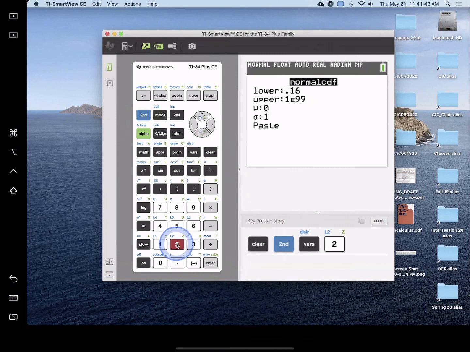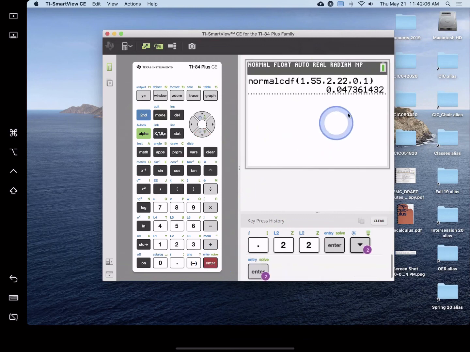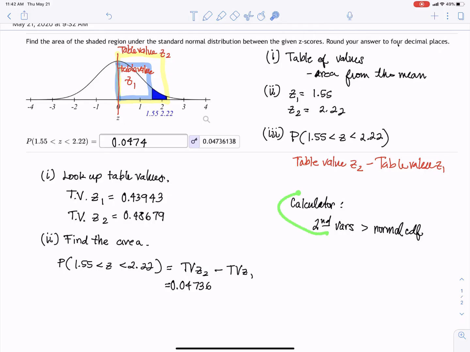So go ahead and hit 2 and just put a lower and upper. So the lower value was 1.55 and the upper value was 2.22. And leave the mean, which is mu here, and sigma, leave that 0, 1. You're just going to put it in the lower bound, the left endpoint and right endpoint, and hit paste and enter. And so we can see that the answer still remains as 0.0474. You can use a graphing calculator or use the table of values, and either way you're going to get the same result, which is correct.